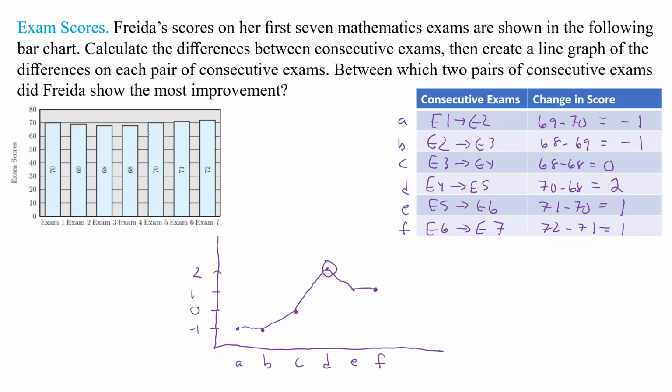Now, maybe you could see it, maybe not. If you're specifically looking, you might say it looks like the biggest change here, but sometimes it's hard to see that difference. Unless you're looking at numbers specifically, if you're just looking at the graph, this one shows you the best way to find the biggest difference between consecutive exams or consecutive whatever.